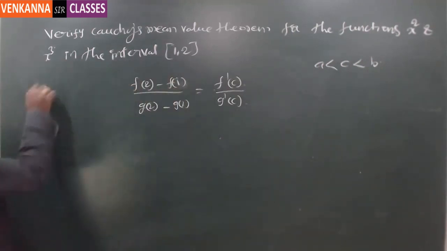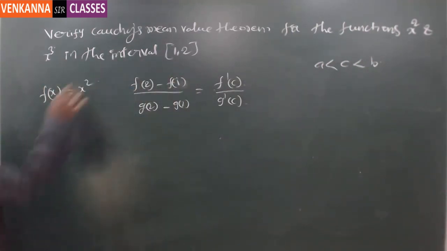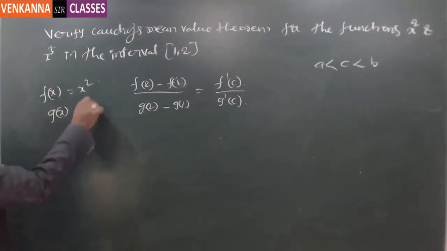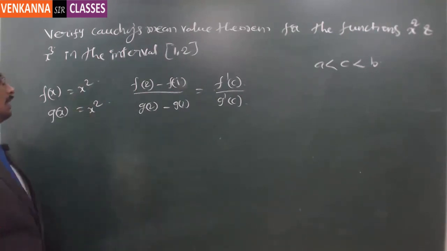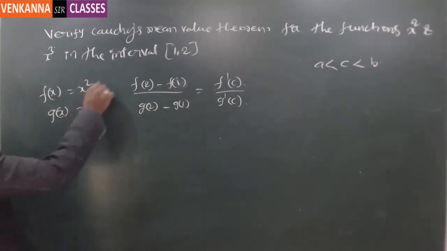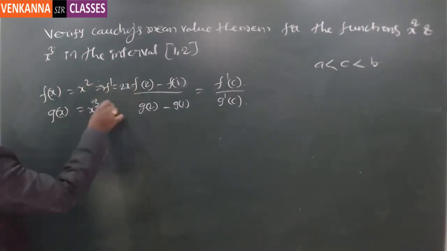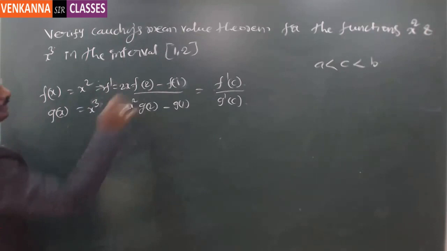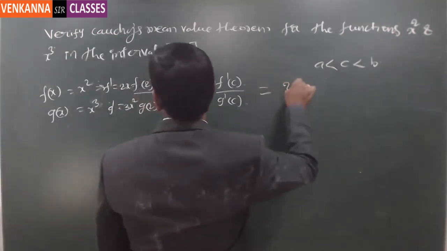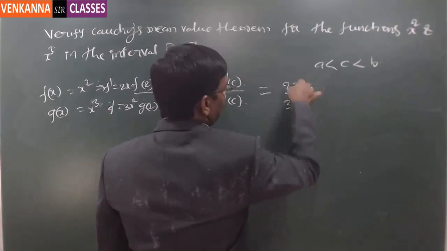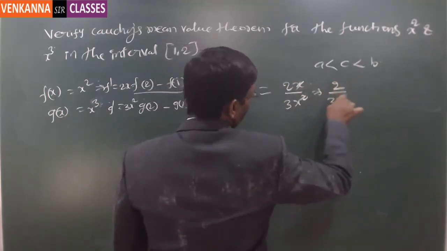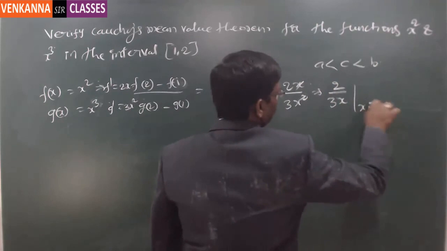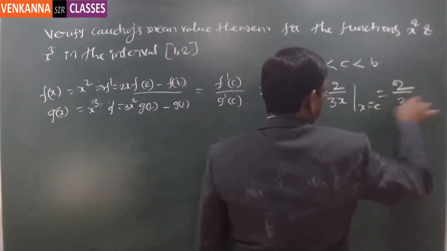So this is Cauchy's mean value theorem. And here f of x is x square and g of x is x cube. So that's not a big deal, right? Then identify the derivatives: f dash is equal to 2x and g dash is equal to 3x square. Then this ratio will be 2x divided by 3x square. These will cancel, giving 2 by 3x. So at c, this will be 2 by 3c.